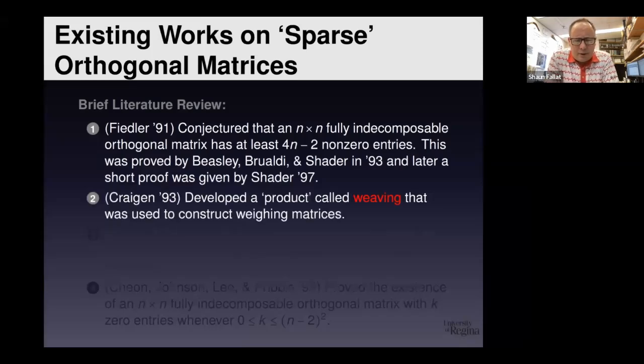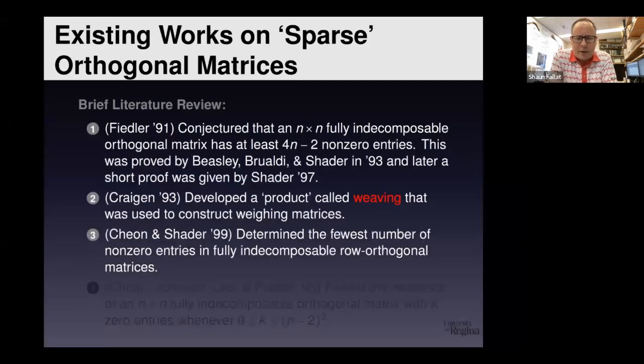There's this really cool product, I suppose you want to call it, weaving, that I first saw in Rob Craigen's paper, where he used this concept of weaving to generate weighing matrices, right? And you can use this product later also to generate different kinds of orthogonal matrices.